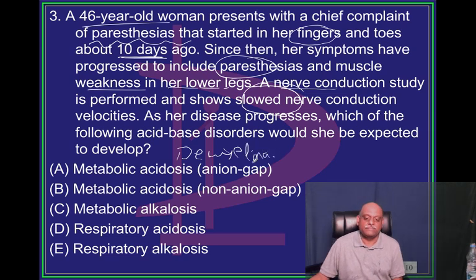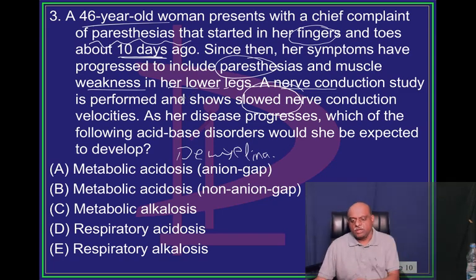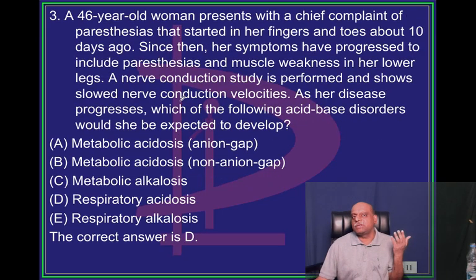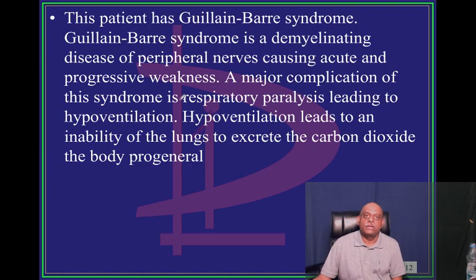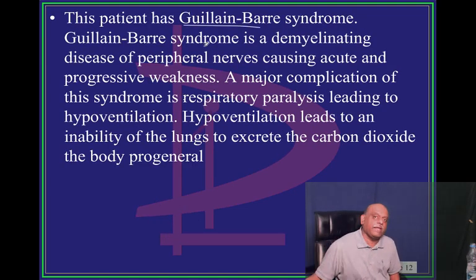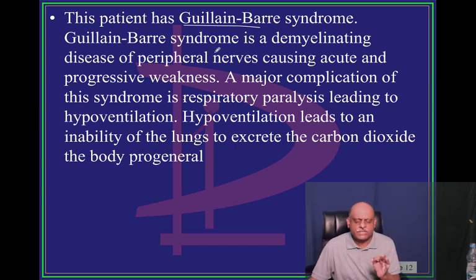Demyelinating lesion. So, when this disease progresses, what type of acid-base disturbance do you expect? Basically, this patient is having Guillain-Barre, which is a post-infectious demyelinating polyneuritis.